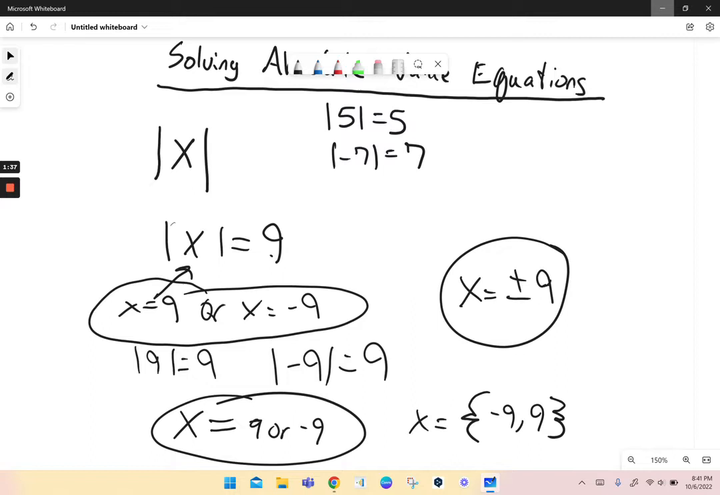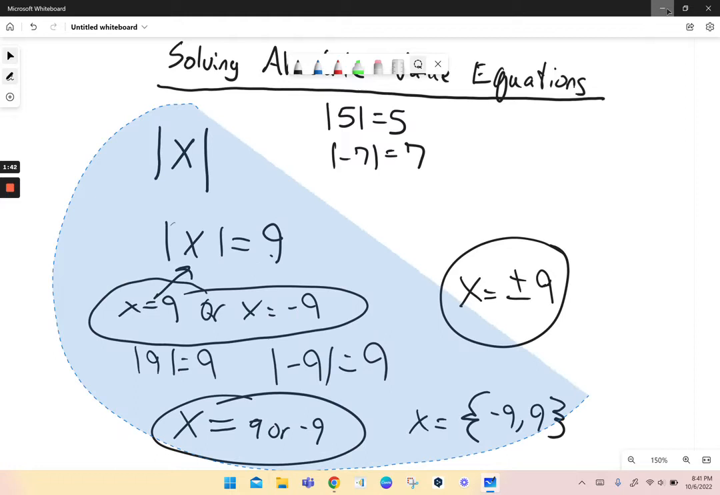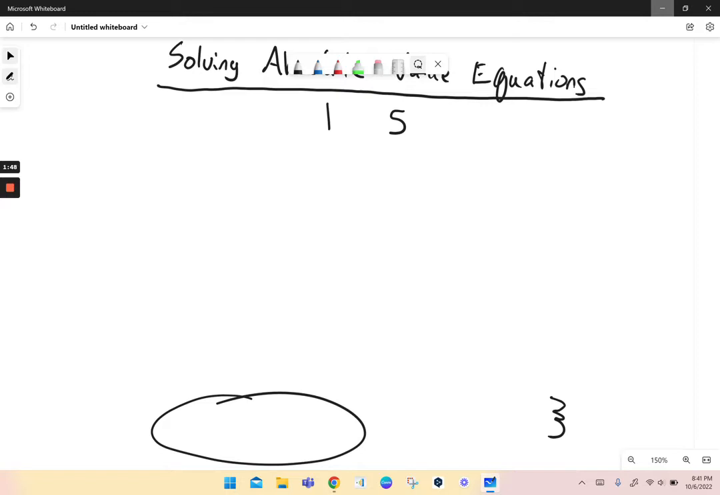Let's see a slightly harder one. And hopefully that all goes away. Nope. Okay, let's erase some stuff. I'm using this new program and I'm not 100% sure of it. And so we'll see how it goes for me.